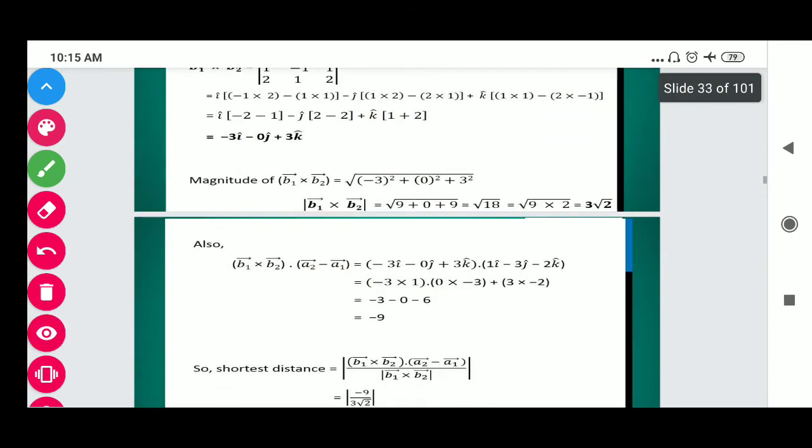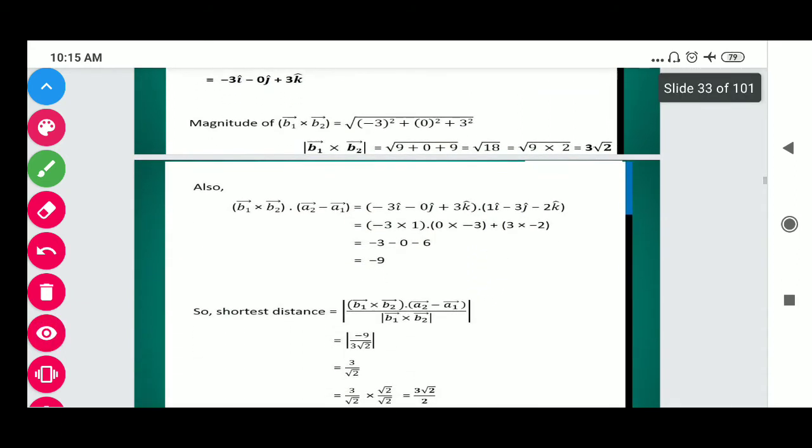In the denominator of the formula we have the magnitude of b1 cross b2. How to calculate it? Here we need to find the magnitude. For that, square the scalar components, add them, and take the square root. In this way we get the square of minus 3 plus the square of 0 plus the square of 3. We get root 18, and that is equal to 3 root 2.